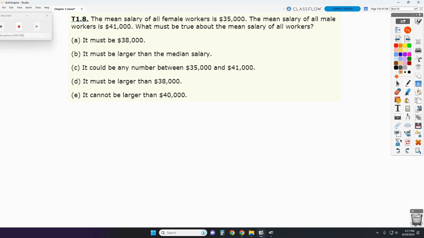Okay? So if you think about it, let's play with small numbers here. Let's say there's only one female worker and she makes $35,000. So what's the mean of $35,000? $35,000. So let's say that one female worker makes $35K. And let's say, for the sake of argument, that there were 2 male workers. Okay? And let's say one of them makes, well, again, we'll make these numbers nicer here.